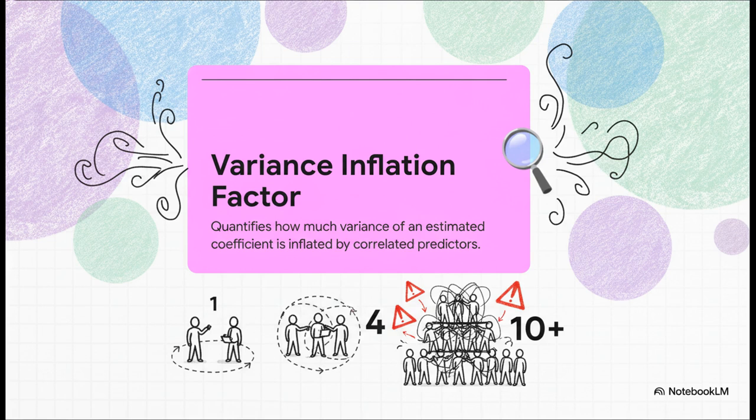Anything over 4 means, hey, you should probably investigate this. And a VIF over 10? That means we have a serious structural hazard requiring immediate correction because our variables are way too tangled.